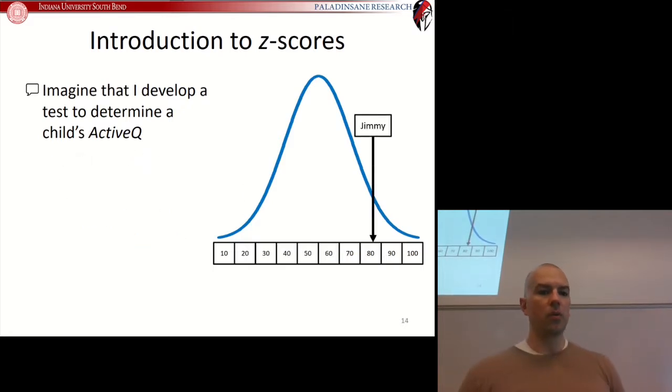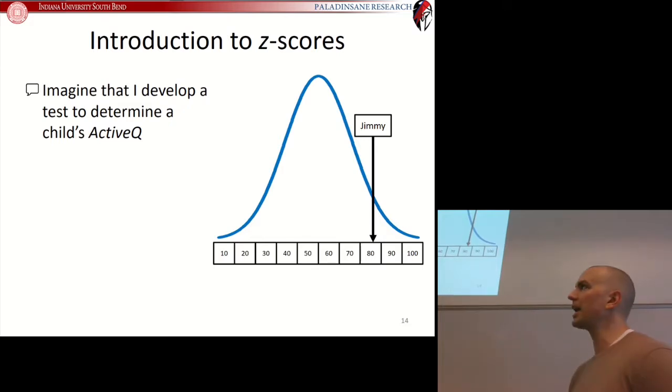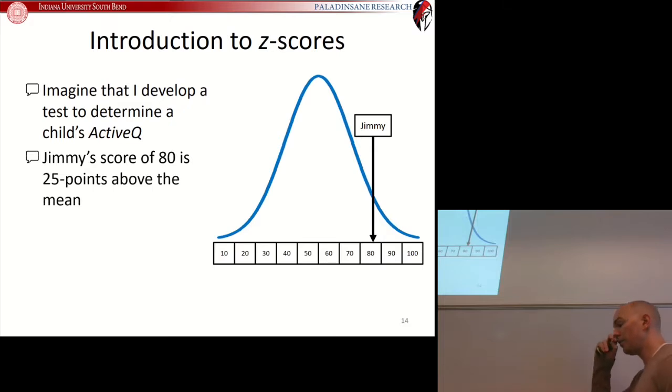All right, so we have Jimmy. Let's say that this is the distribution he develops on his active Q score. So it's a high active Q score. And we can see that the deviation of Jimmy's score is 25. So he is 25 points above the mean. So Jimmy has a score of 80, and that's 25 points above the mean. So that's his activity score.